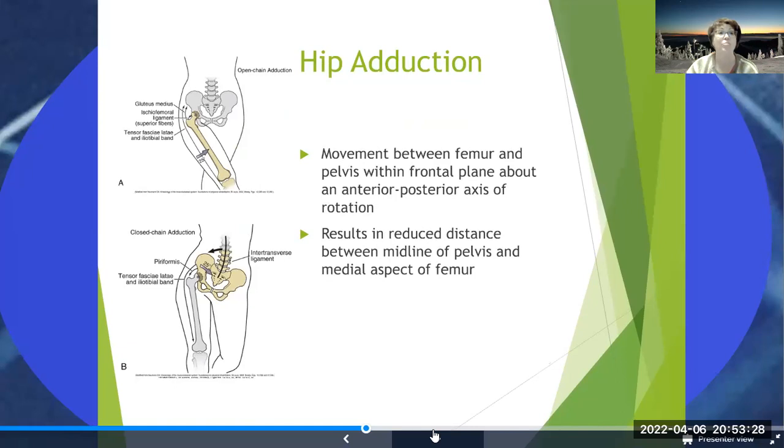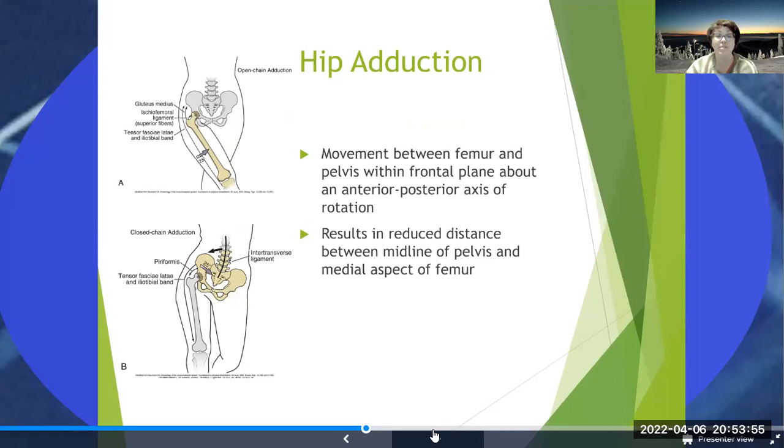Makes sense, I hope. So the open chain motion is the femur moving on a relatively fixed pelvis and reducing the distance between the midline of the pelvis and the medial aspect of the femur. The closed chain motion is the same thing, reducing the distance between the midline of the pelvis and the medial aspect of the femur, but it's the pelvis moving on a relatively fixed femur.